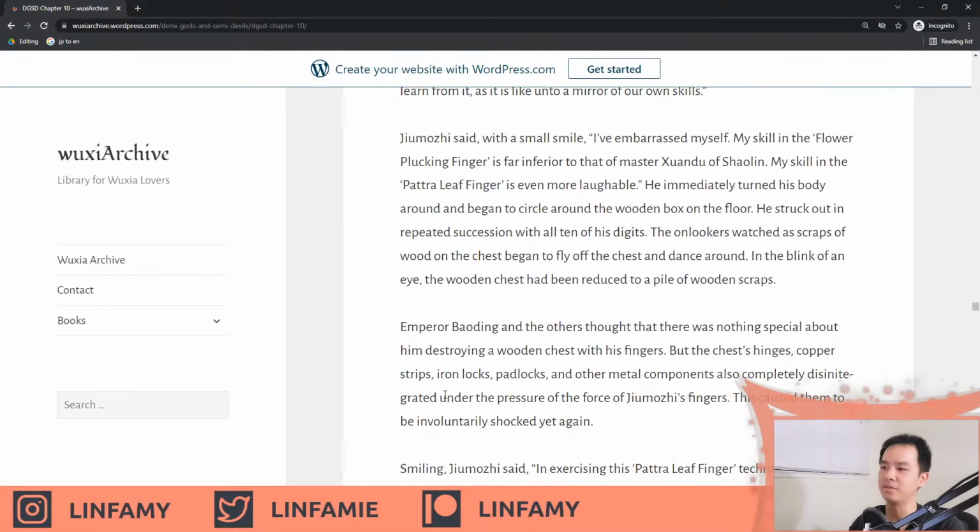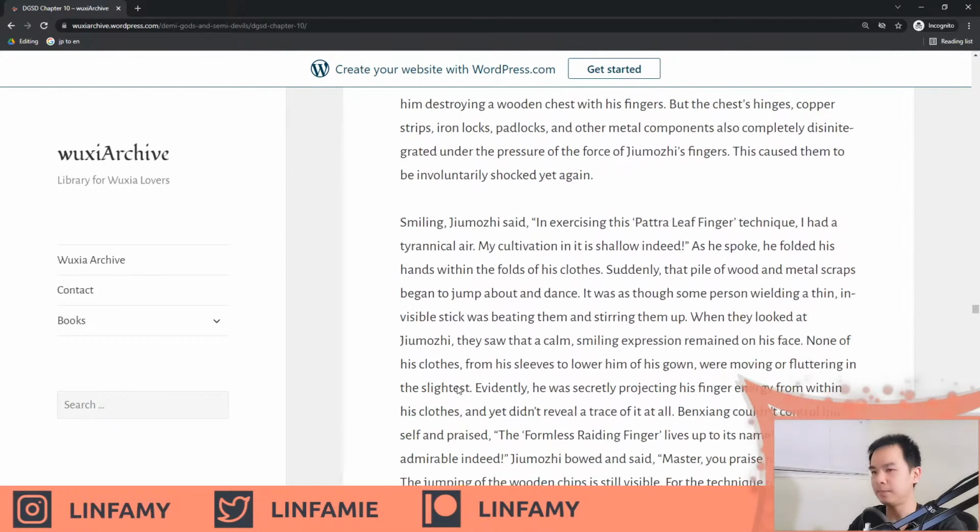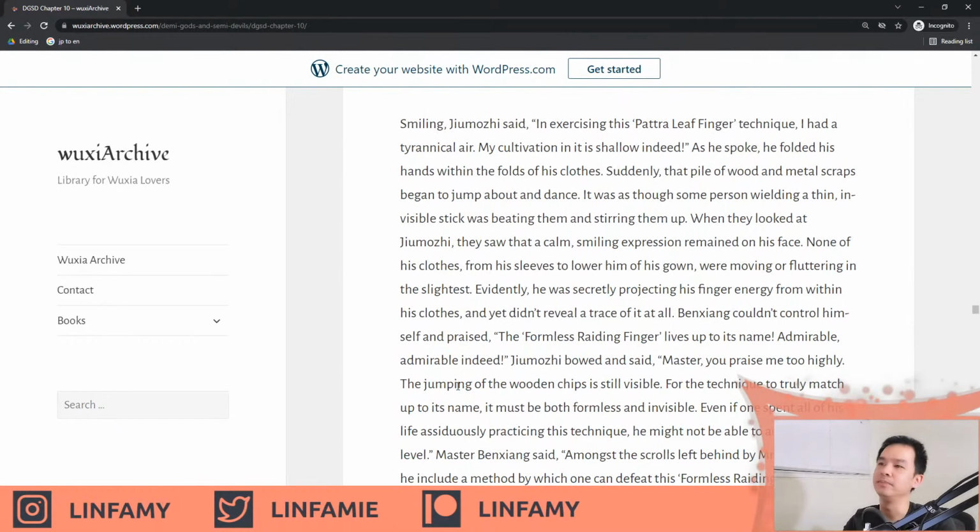Emperor Baoding and the others thought that there was nothing special about him destroying a wooden chest with his fingers, but the chest's hinges, copper strips, iron locks, padlocks, and other metal components also completely disintegrated under the pressure of the force of Jiamozu's fingers. This caused them to be involuntarily shocked yet again. Smiling, Jiamozu said, In exercising this patra leaf finger technique, I had a tyrannical air. My cultivation is shallow indeed.